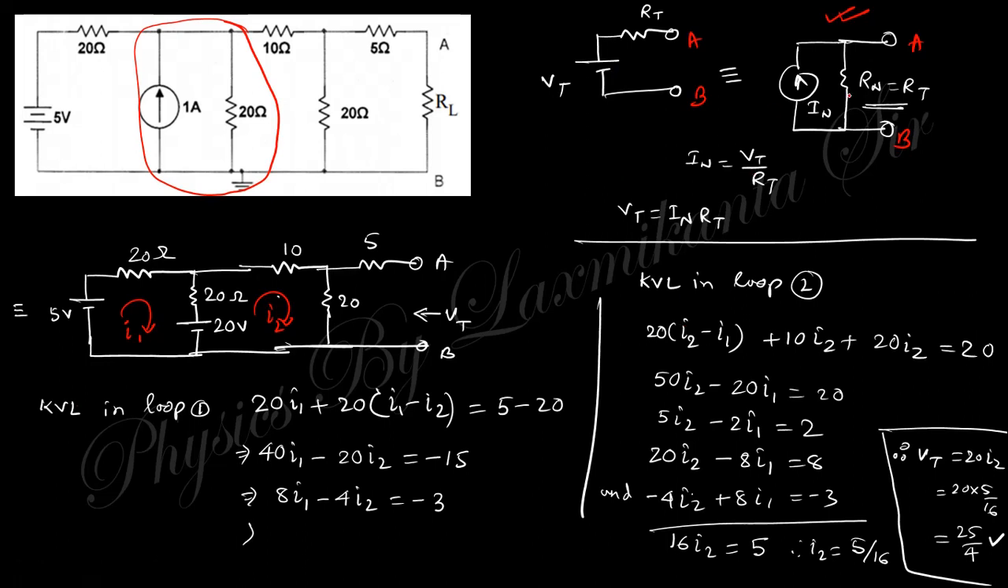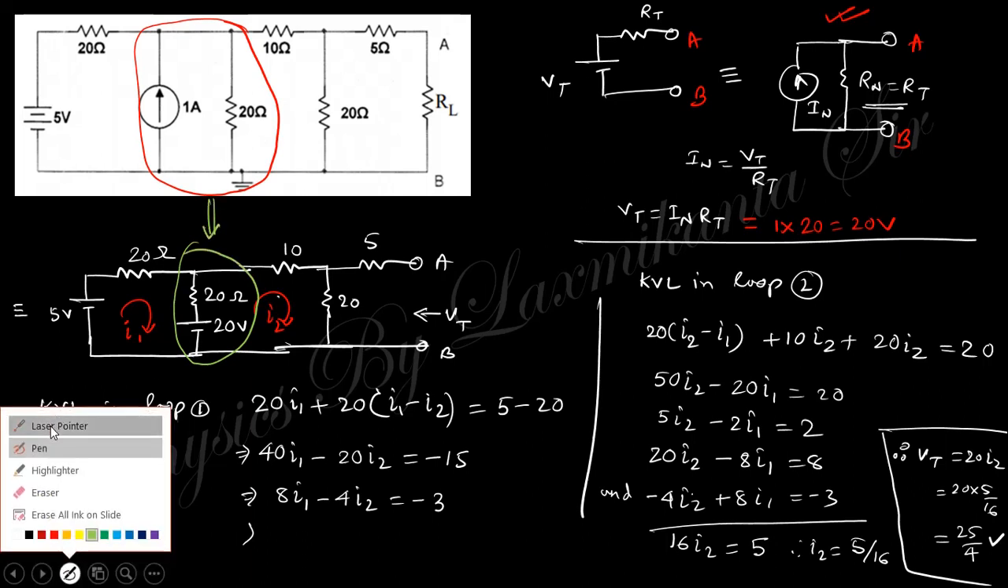If you understand these two are equivalent, you can see this parallel combination of current source and resistance, and you can replace it by this voltage source and resistance. So IN is like that, and VT is nothing but IN into RT. Here IN is the current, which is 1, and RT is 20, so that is 20 volts. So this portion can be replaced by this one. Clear? This is the Norton actually converted into Thevenin.